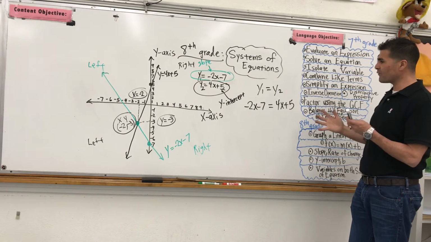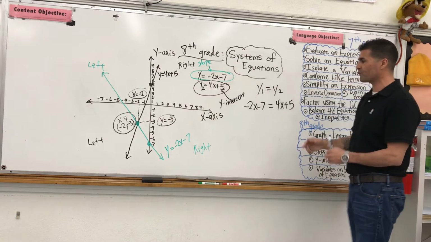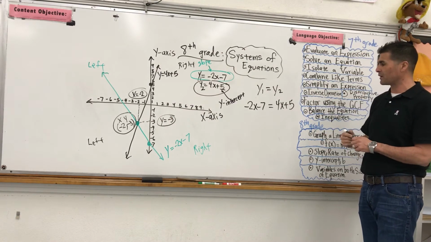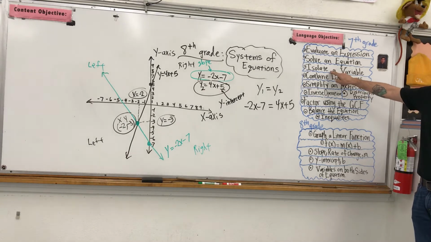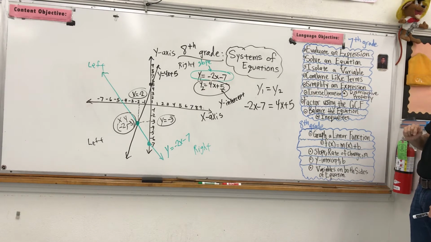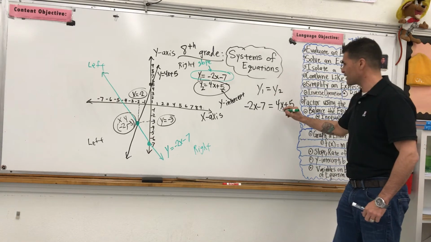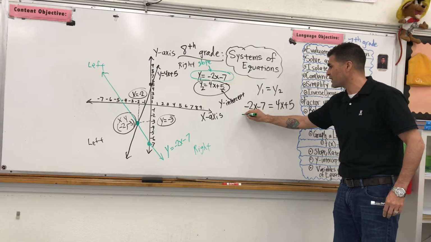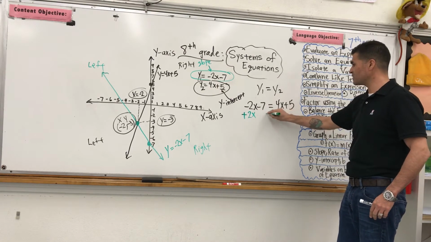So let's see if we actually get x equals -2 and y equals -3 using this quicker method. Let's go ahead and isolate the variable. We've already learned how to isolate the variable as far back as last year in 7th grade. So I'm going to isolate the variable, and I'm going to add 2x and balance the equation.